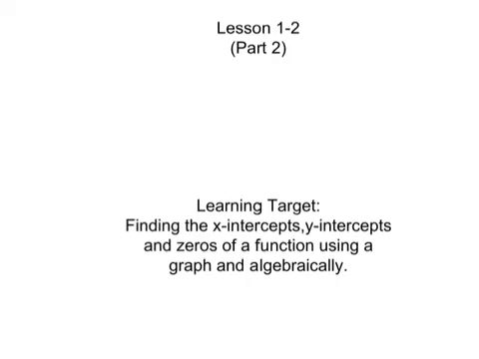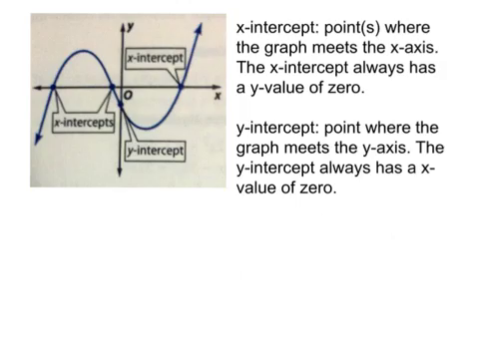In this lesson, Lesson 1-2, Part 2, your learning target is finding the x-intercepts, y-intercepts, and zeros of a function using a graph and algebraically. The x-intercept is a point or points where the graph meets the x-axis. The x-intercept always has a y value of 0.